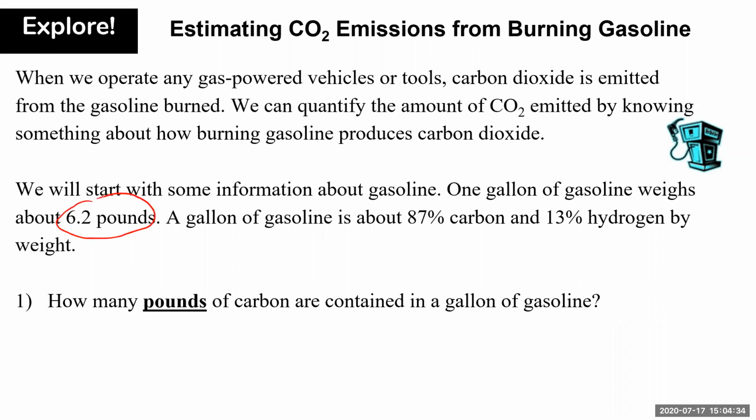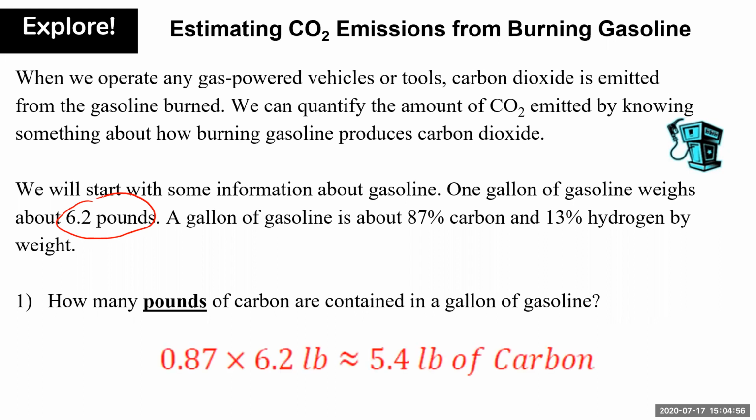Now a gallon of gasoline is about 87% carbon, so it contains 87% carbon and 13% hydrogen by weight. How many pounds of carbon are contained in a gallon of gasoline? We change the percentage to a decimal, which gives us 0.87. Then we multiply by the weight of a gallon of gasoline, and that gives us 5.4 pounds of carbon.